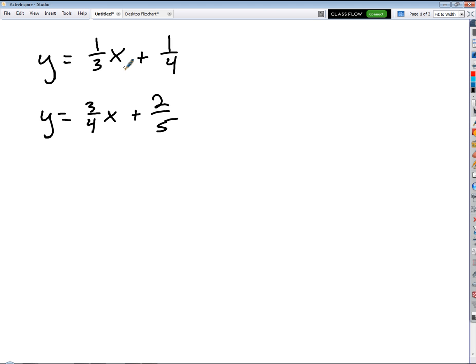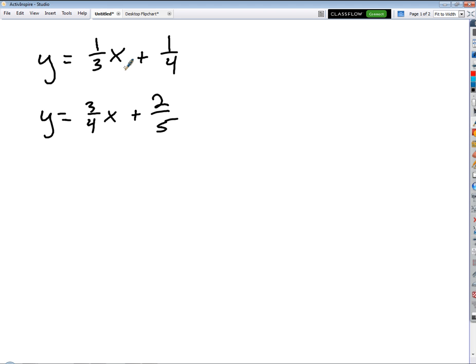What do you think? Am I set up to substitute here? Do I have a variable isolated? Well, yes, I do, don't I? In fact, I've got two. I've got y equal to some stuff here and y equal to some stuff here. This is already pre-packaged to substitute, isn't it? I can pick either one of those to be my substitution equation.